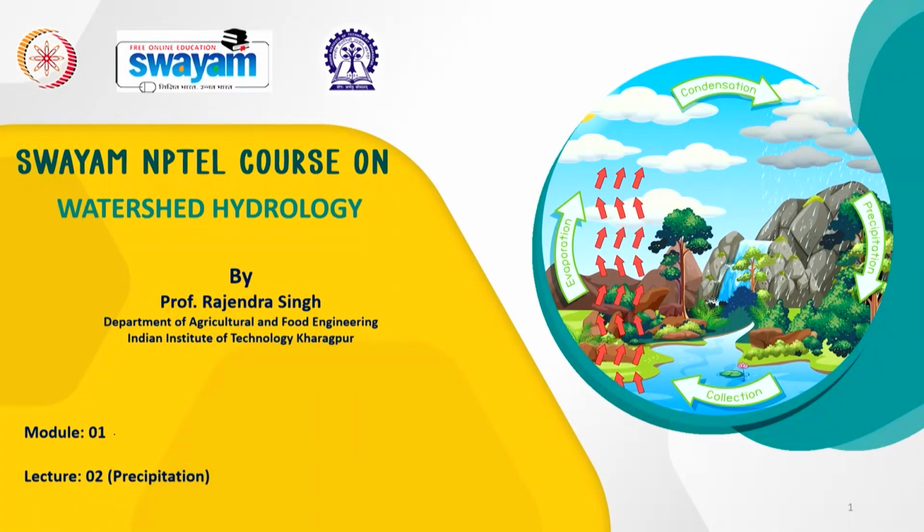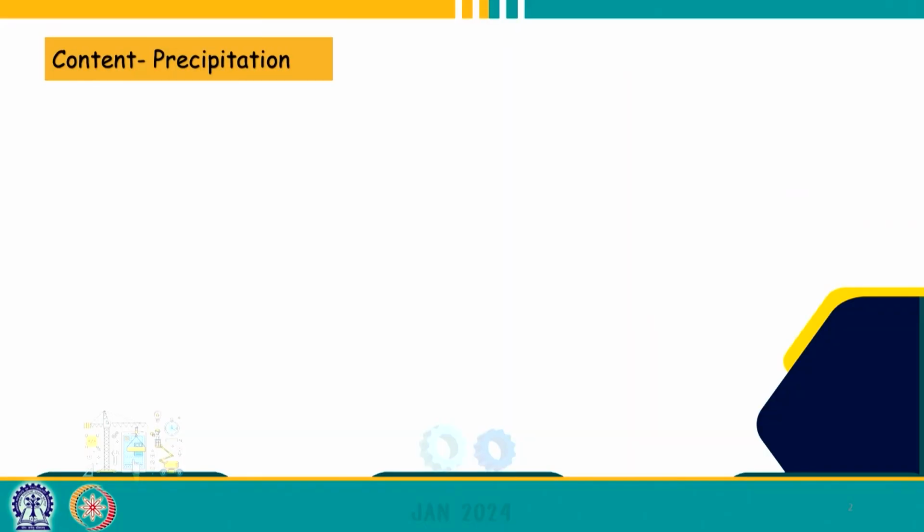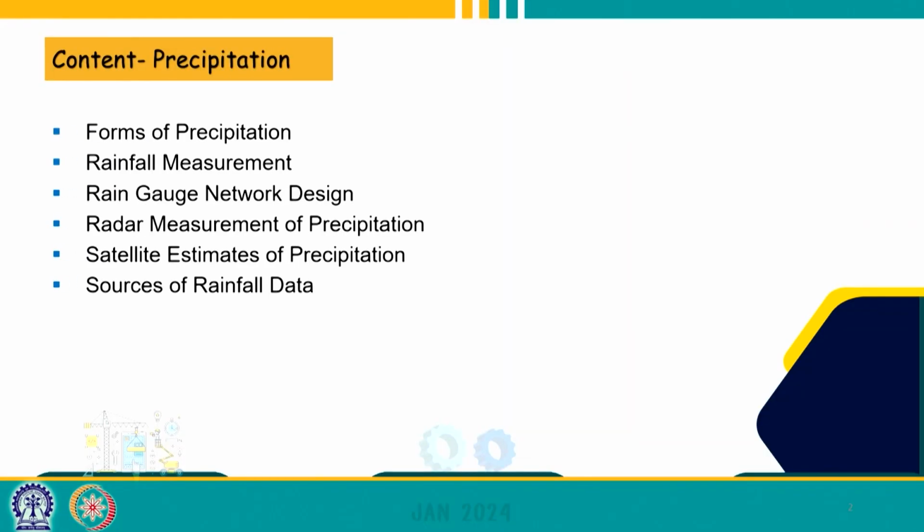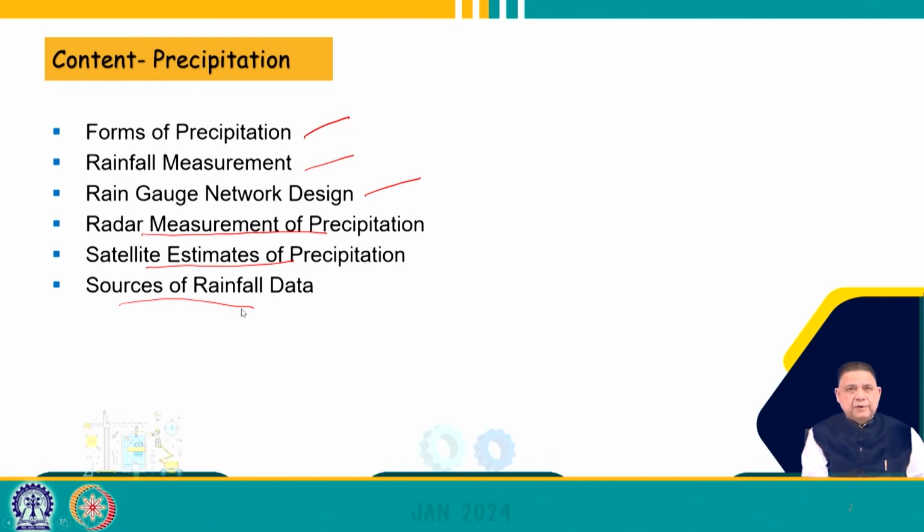We are in module 1, lecture number 2, and the topic is precipitation. The course content of this lecture includes forms of precipitation and rainfall measurement. We will talk about rain gauge network design. We will discuss the radar measurement of precipitation and satellite estimates of precipitation, and we will also give an idea about the sources of rainfall data.